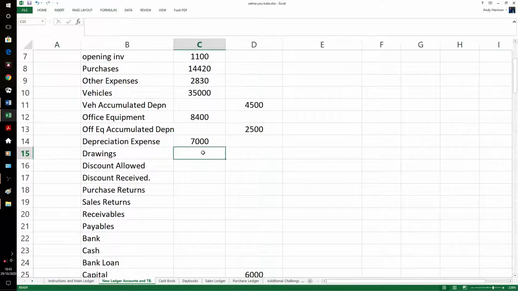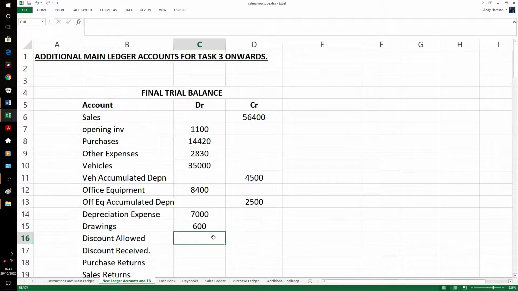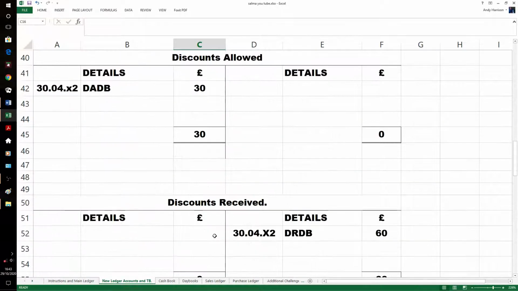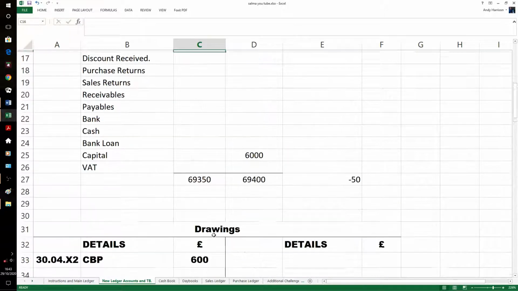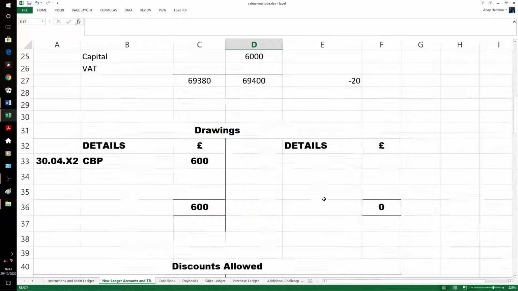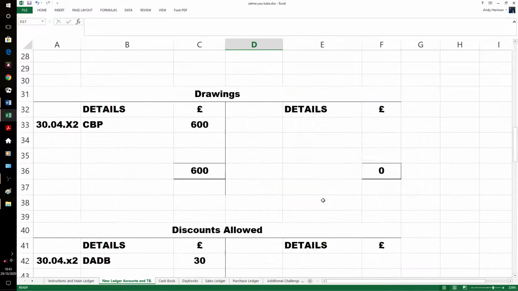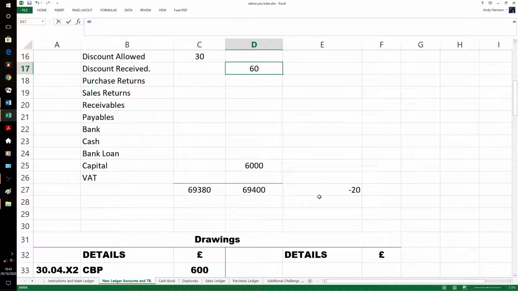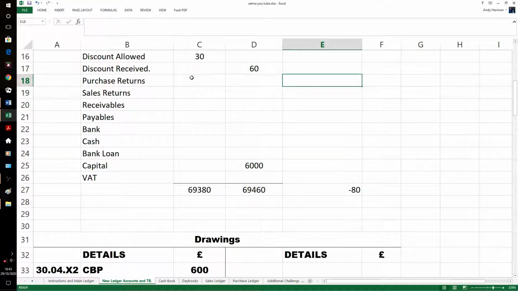Drawings we know was 600. So most of these don't need too much balancing off. So discounts allowed is up here actually, or down here. It's just 30. And discounts received. Common error, getting these the wrong way around. Even level 3 students do that. Level 4 students do it as well.